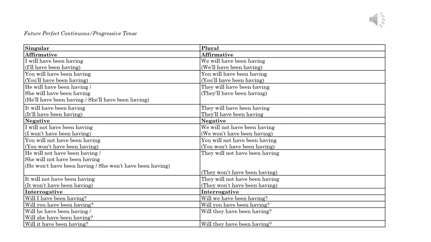Future perfect continuous or progressive tense. Affirmative. I will have been having. I'll have been having. You will have been having. You'll have been having. He will have been having. She will have been having. He'll have been having. She'll have been having.